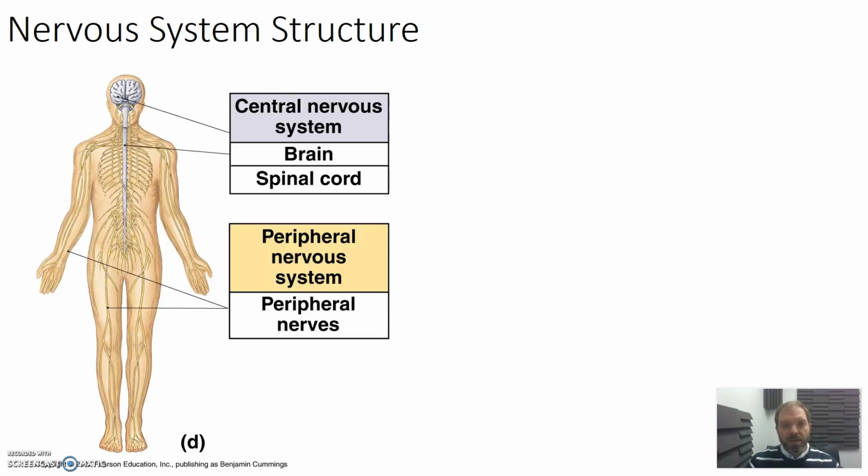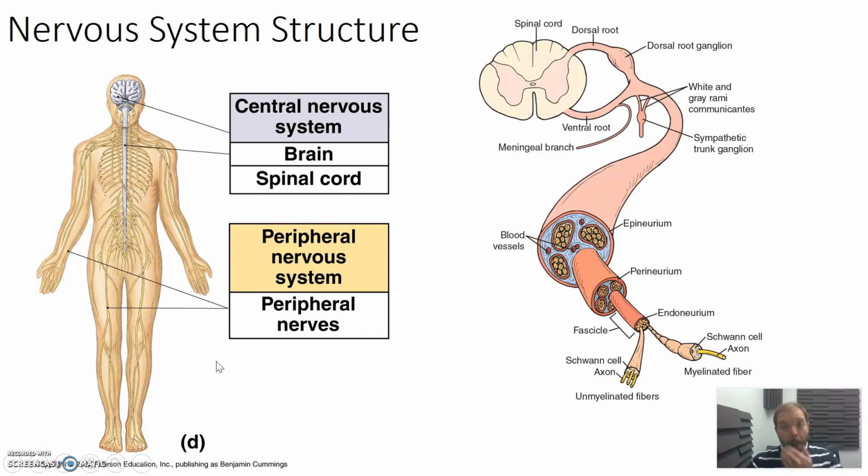So the nervous system as a whole is comprised of the brain, spinal cord, peripheral nerves, and other nerve structures throughout the body. The brain and spinal cord together make up the central nervous system, where most of the processing of information happens, and the peripheral nervous system is mostly these nerves that come from and go to the central nervous system.